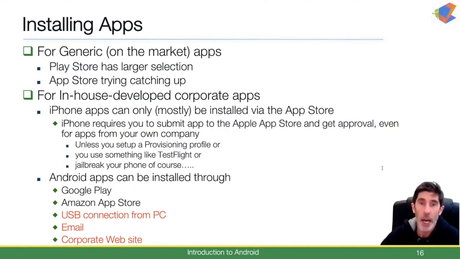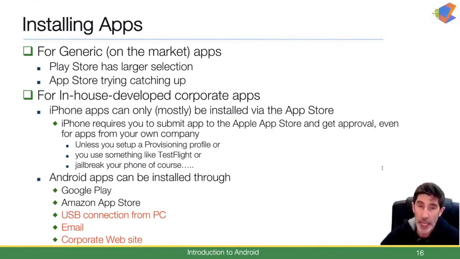Okay, for in-house development, so if you're doing it for corporate apps, say you want to develop an app for the company you're working for, and you want to make it available in-house for your work colleagues or management, the iPhone apps can generally mostly only be installed via the App Store. So that requires you to submit the app to the App Store itself and get it approved. You can get around it using things like TestFlight, or you can jailbreak the phone, which might void warranties and all the rest of it. Even if you don't want to make it available outside your company, if you want it available inside the company, you still have to push it up onto the App Store.